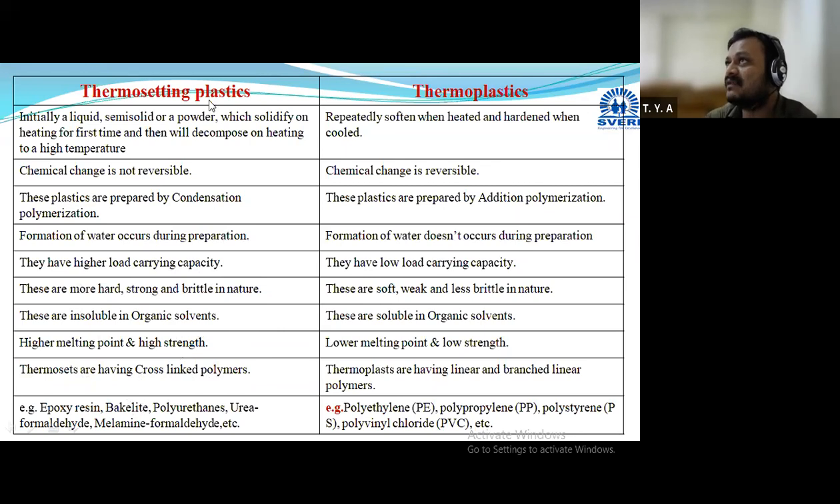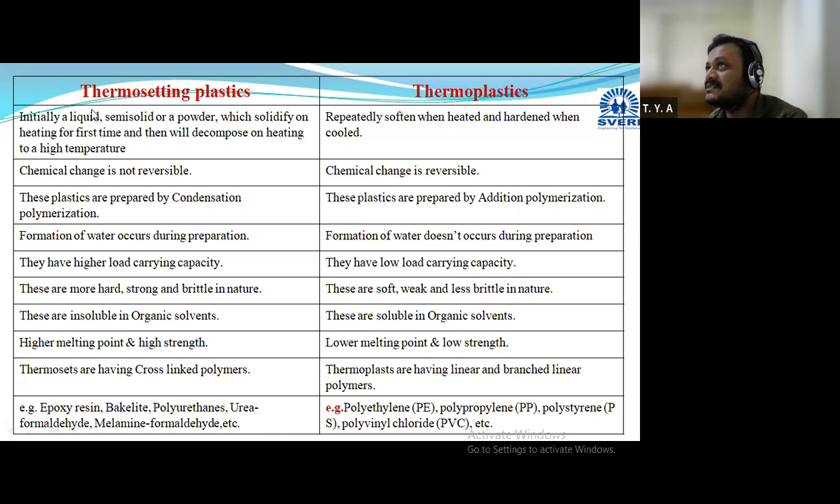Some examples of thermosetting plastic materials: epoxy resins, bakelite, polyurethanes, urea formaldehyde, melamine formaldehyde. And examples of thermoplastic materials: polyethylene, polypropylene, PVC, that is polyvinyl chloride, and polystyrene. The plastic bottles in which you drink water are examples of thermoplastics.